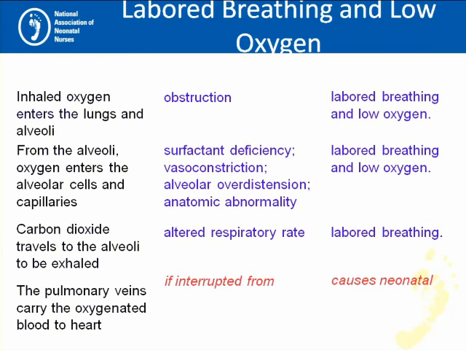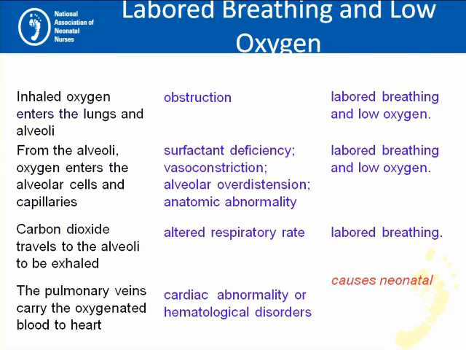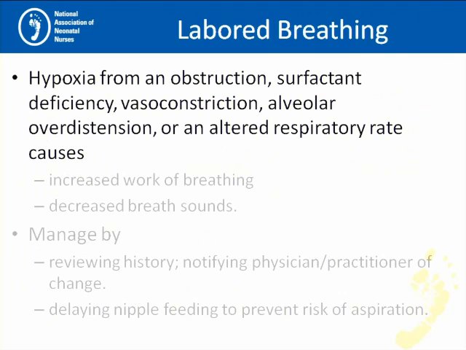Pulmonary veins carry oxygenated blood to the heart for circulation. Interruption of breathing from a cardiac abnormality or hematologic disorders, such as anemia, causes labored breathing and low oxygen. Labored breathing, the pathophysiology: there is hypoxia from an obstruction, fluid or meconium, surfactant deficiency, vasoconstriction, alveolar overdistension, anatomic abnormality, or an altered respiratory rate.